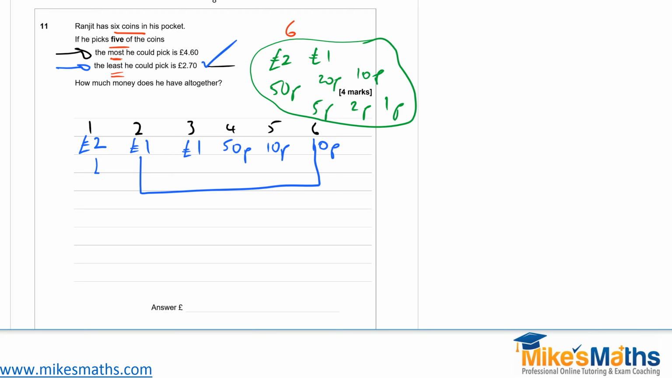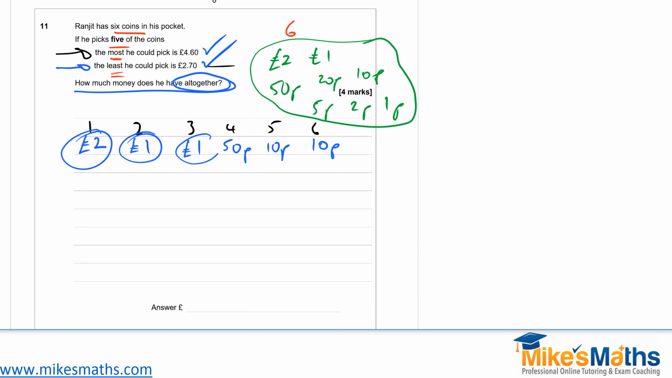And if he chose those 5, we already know that that would be £4.60, so we can tick that as well. In fact, if you think about it, we've solved the problem already. That actually works. So you go back to the question now. How much money does he have altogether? Well, we've just got to add these up. So £2, £3, £4, £4.50, £4.60, £4.70. So the final answer is £4.70.